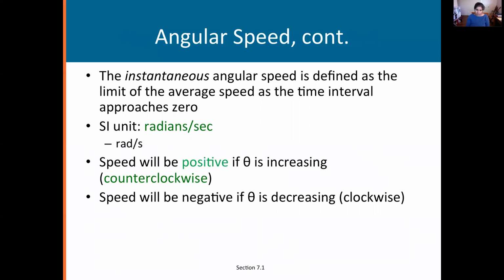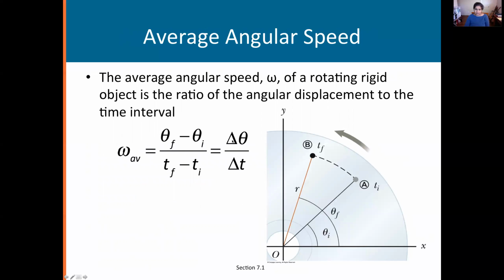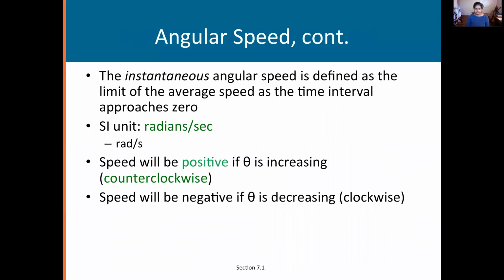So since time is always positive, if delta theta is positive, that means it's counterclockwise rotation, and we're going to get omega as positive. Whereas if theta is changing in a negative fashion, so it's clockwise rotation, then we are going to get omega as negative. So omega positive or negative tells us the direction of rotation, whether it's counterclockwise or clockwise. Yeah?